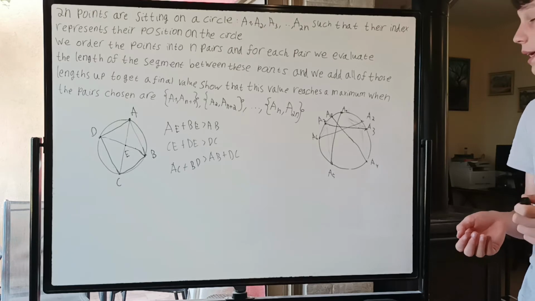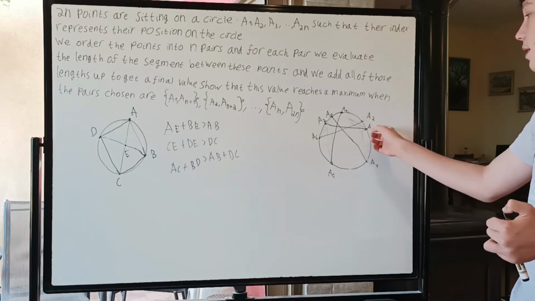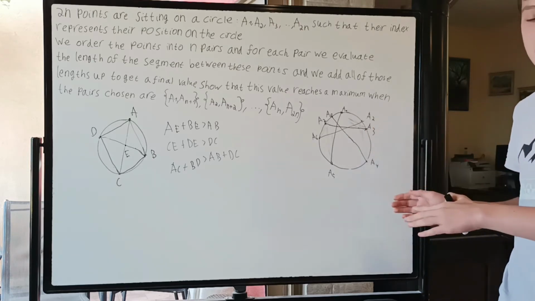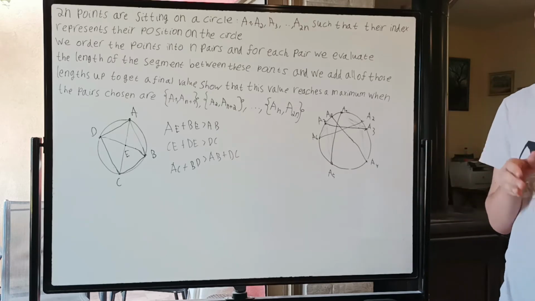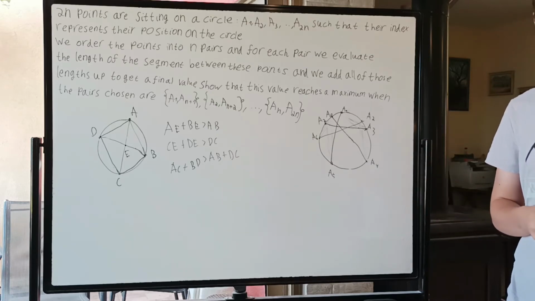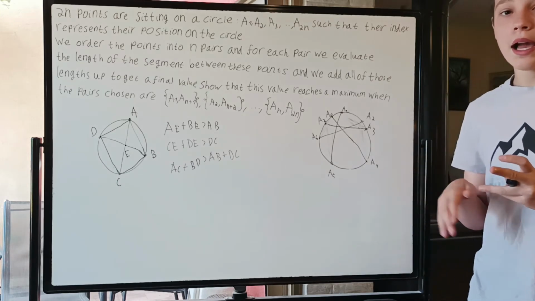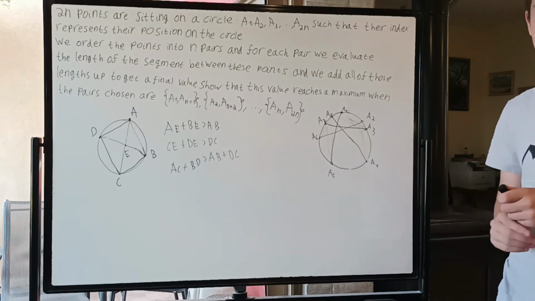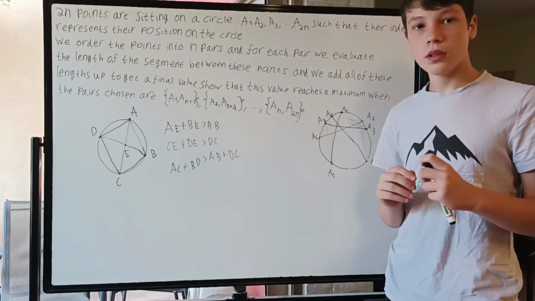We got here that this is the arrangement A1, A5, A4, A8, A3, A7, A2, A6, which tells us not that this is the maximal possible configuration, but that this is bigger than the original configuration. We want to show that from any configuration, after doing this enough times, we will always end up with this.